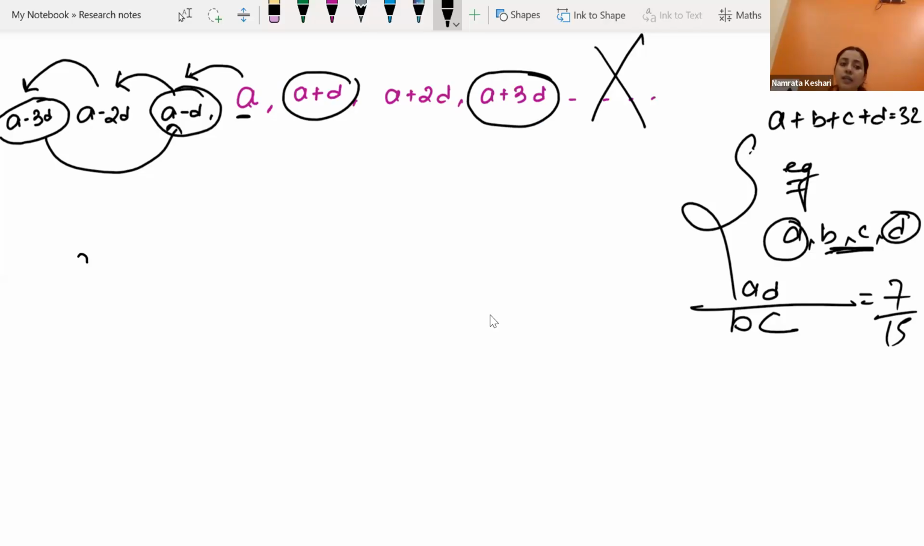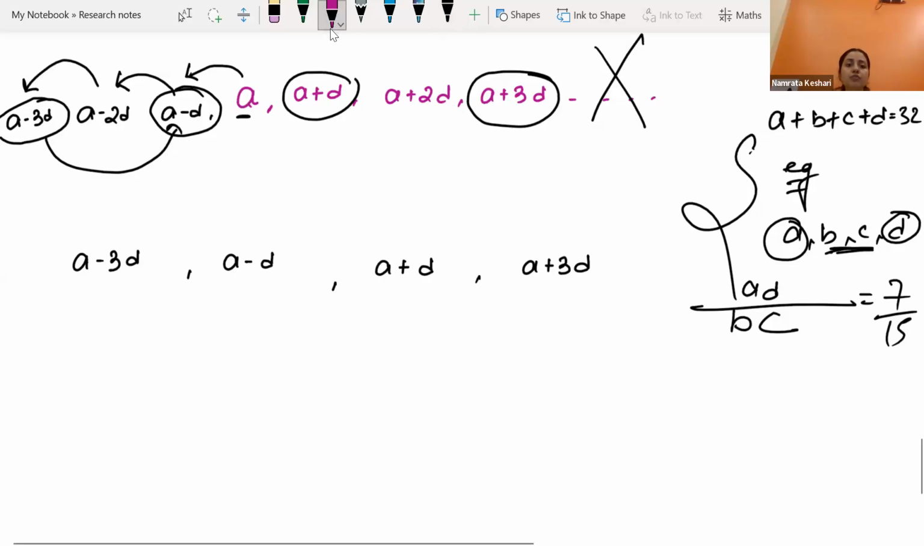We will be taking a minus 3d as one of the terms. Another term will be a minus d. Why are we doing this? I am coming to that. Okay, a plus d and a plus 3d. This way we will be taking 4 terms. Now the question is, is it in AP? Let me show it to you.